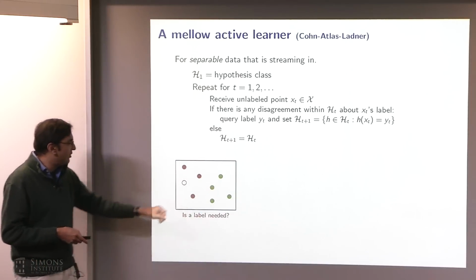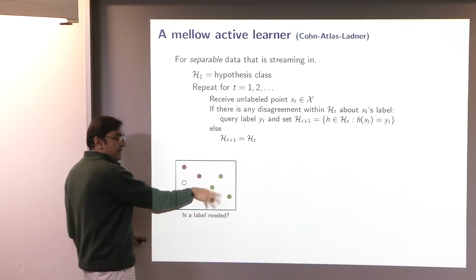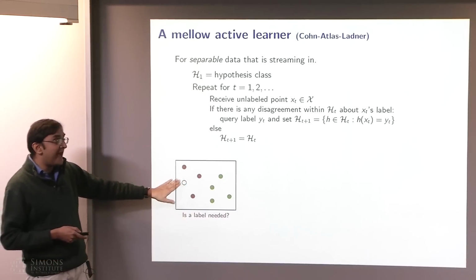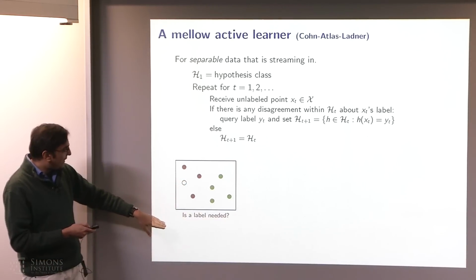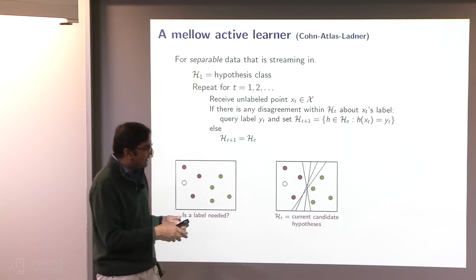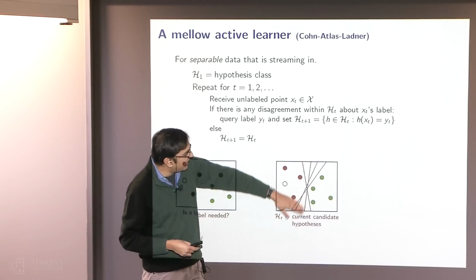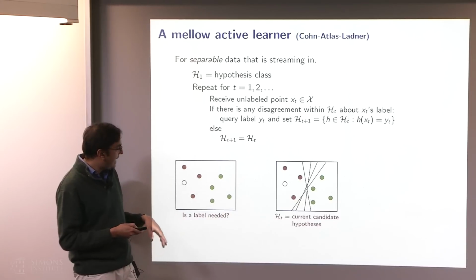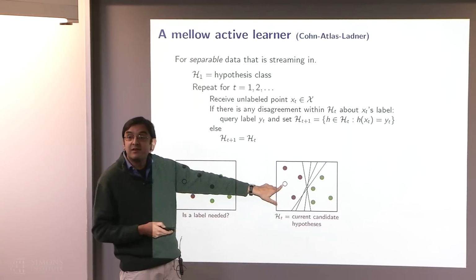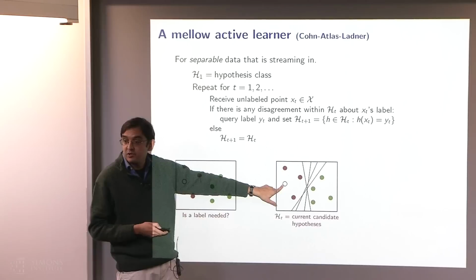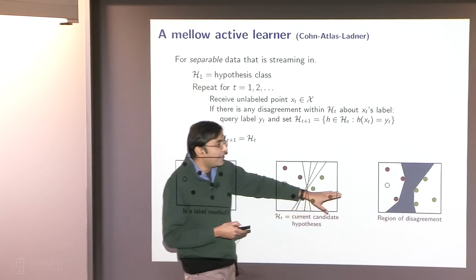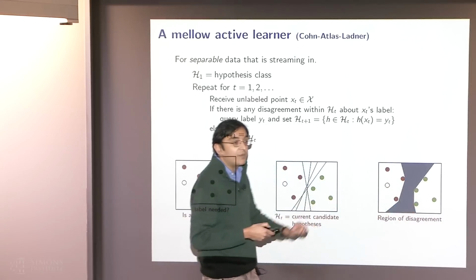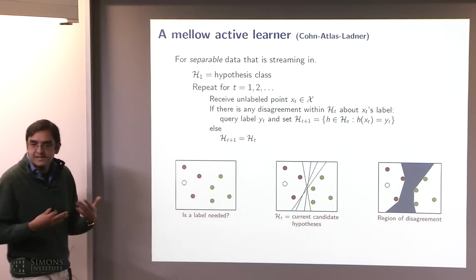So for example, let's say you're in this situation. 7 data points have already come in. Now the 8th point has arrived, and you want to decide whether you're going to ask for its label. Well, given the data that you have so far, the candidate hypotheses you have are stuff like this. These are the classifiers that are still in the running. And all of them think this is a red. So you would not ask for its label. The only points you would ask for are points that lie in this region of disagreement over here. These are the only ones you would ask about. And so that's the way this scheme works.